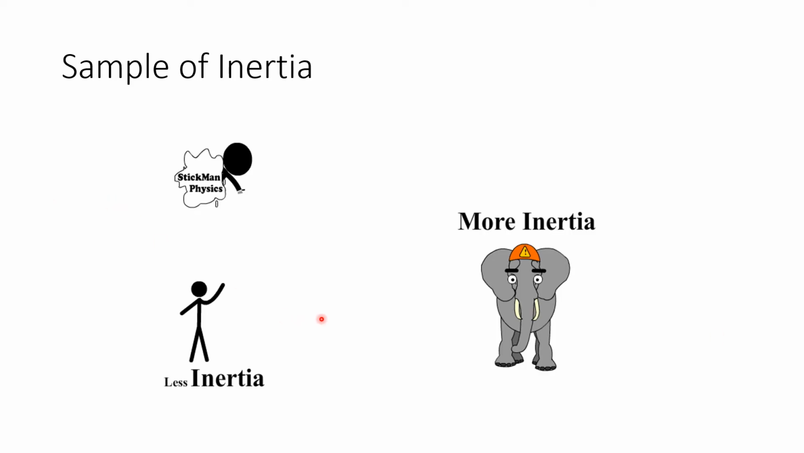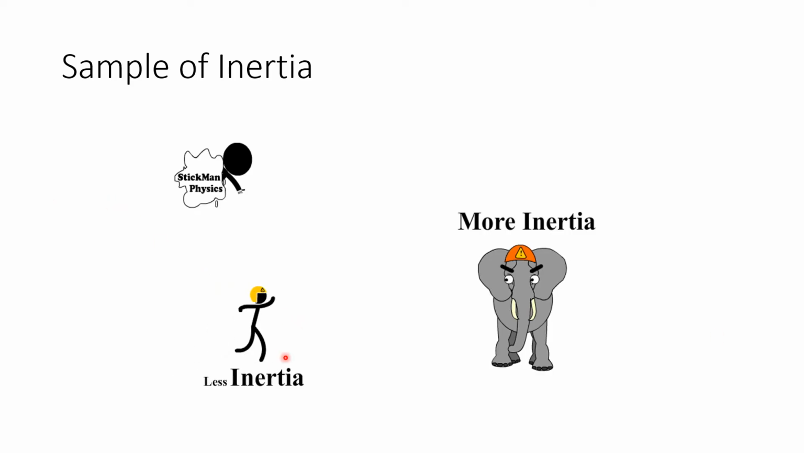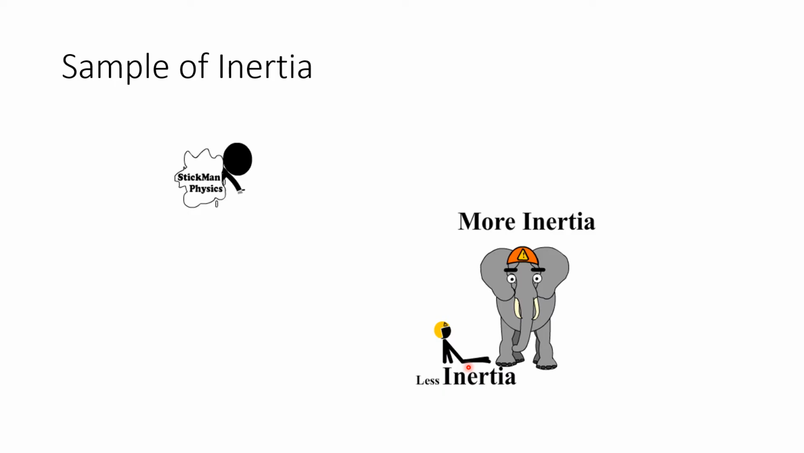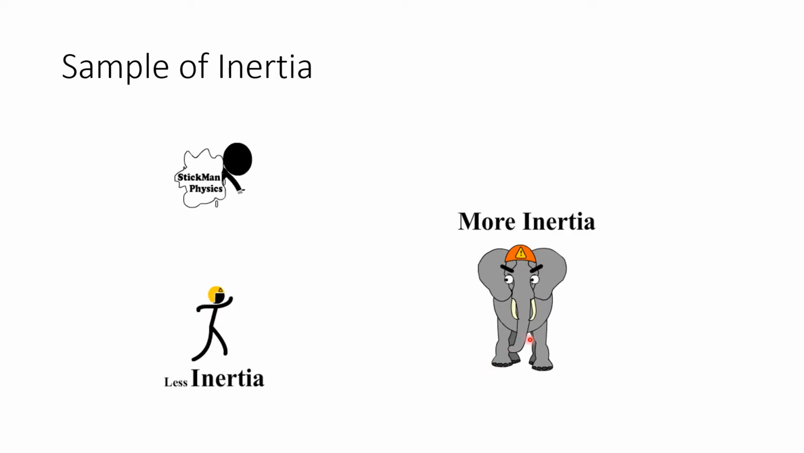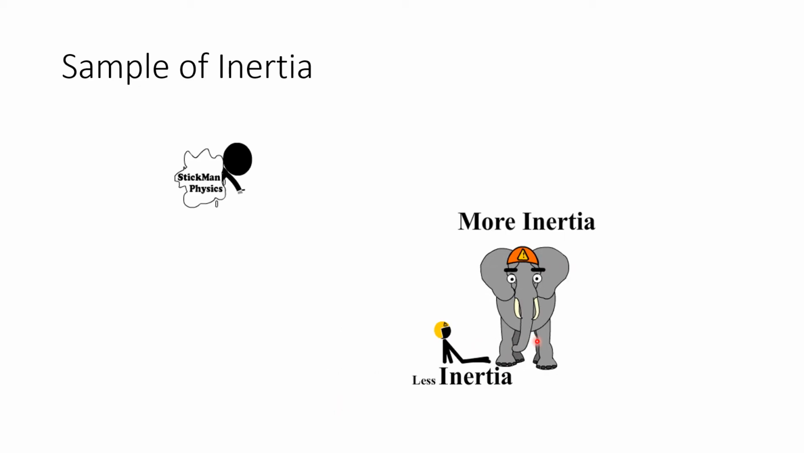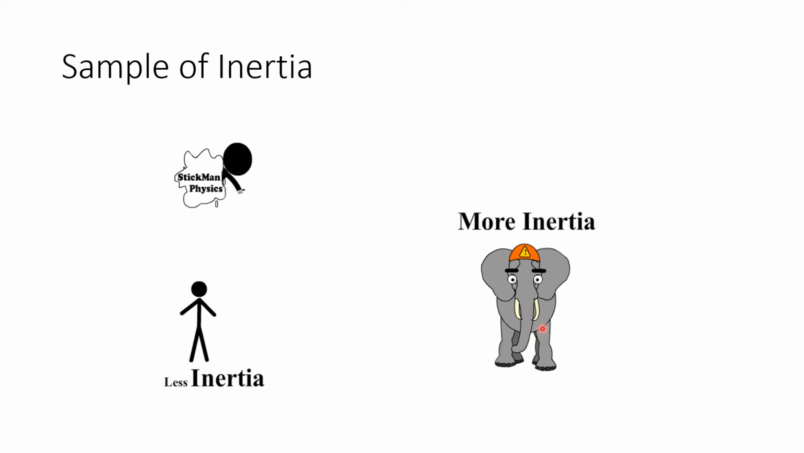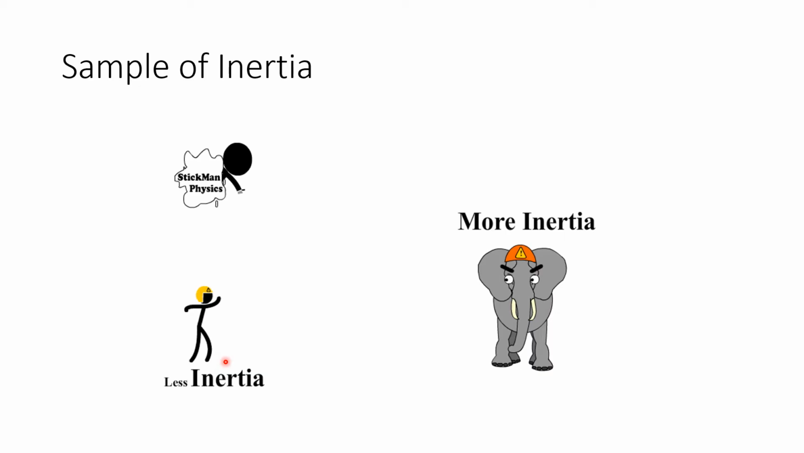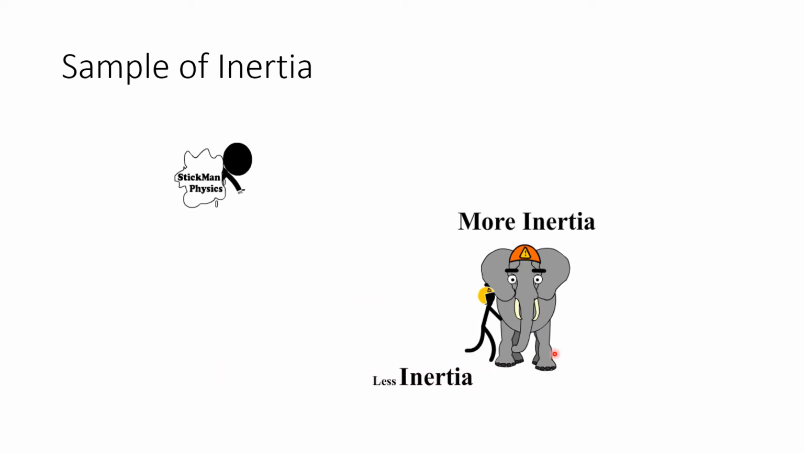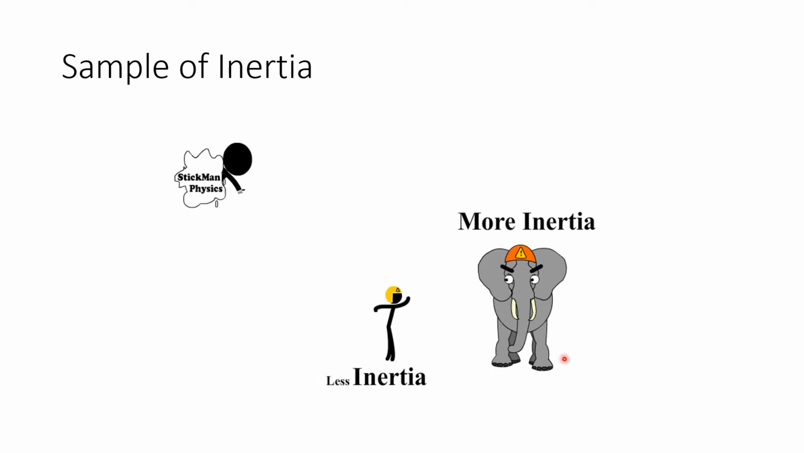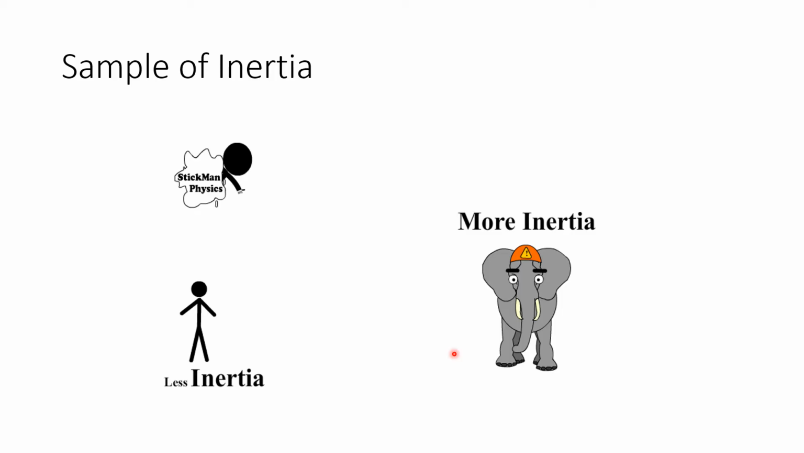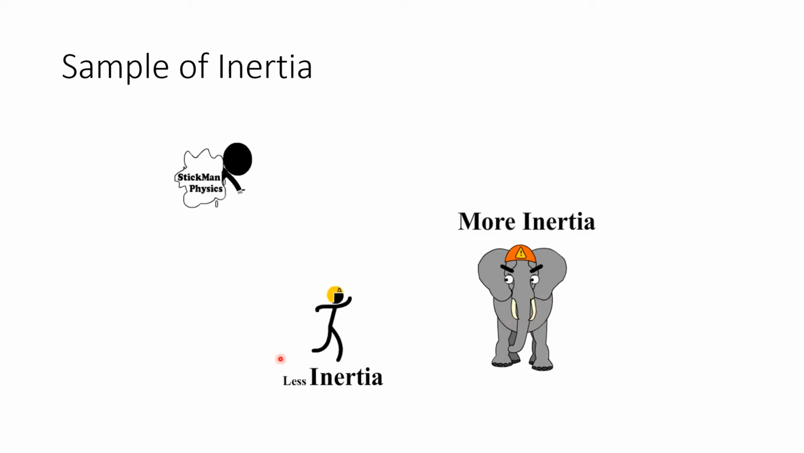Okay. So when we say inertia, there is a difference depending on the mass of the object. Just like in this example, I have here an elephant and a stickman. Between these two, the elephant has a larger mass compared to this one. So a larger mass means more inertia. Let's say this elephant is running, and this one is also running.